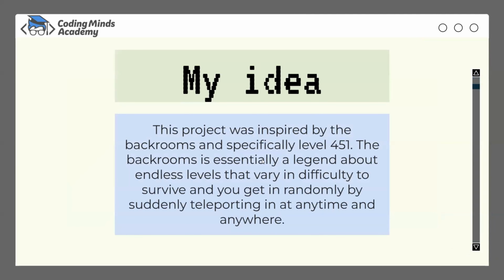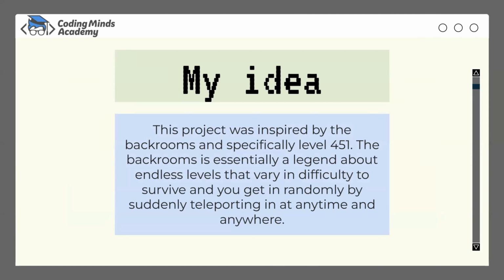So for my project, my idea was basically inspired by the Backrooms, and specifically Level 451. The Backrooms is essentially a legend about endless levels that vary in difficulty to survive. And you can get in randomly by suddenly teleporting in at any time and anywhere.